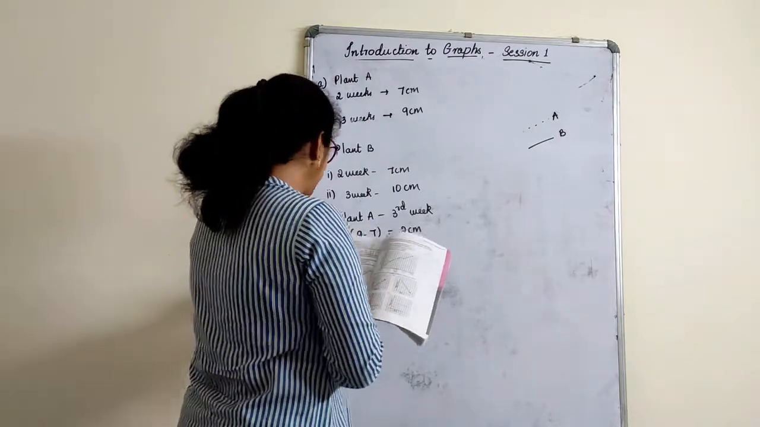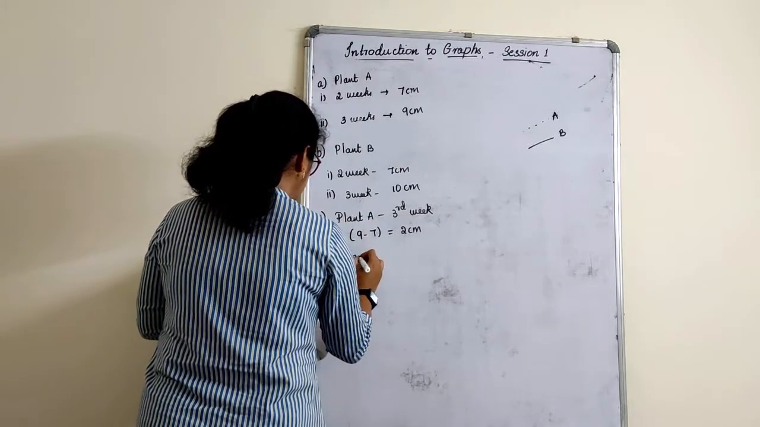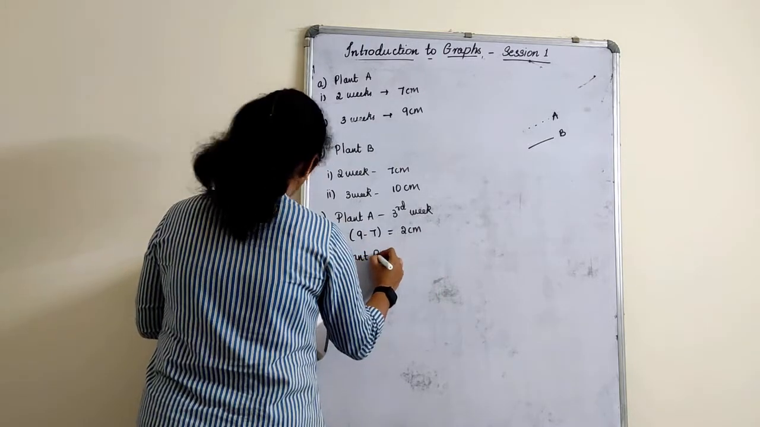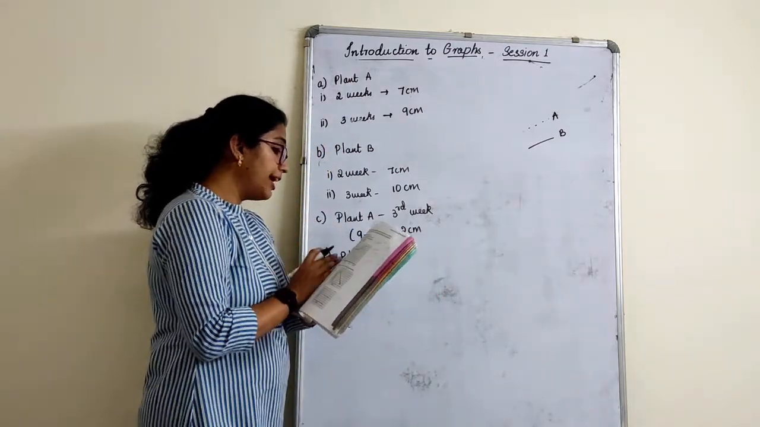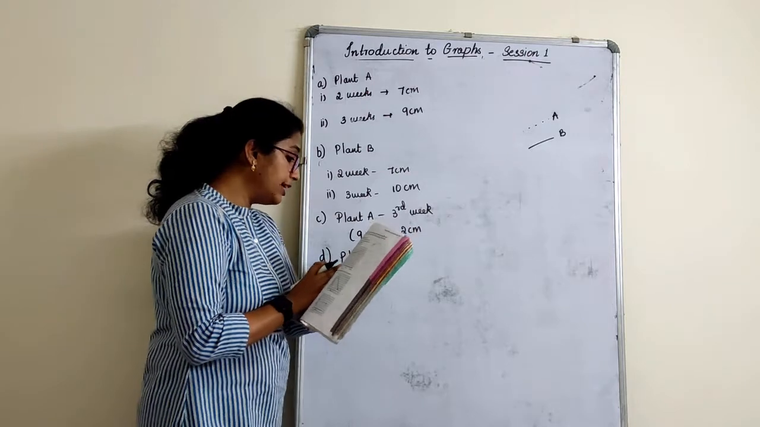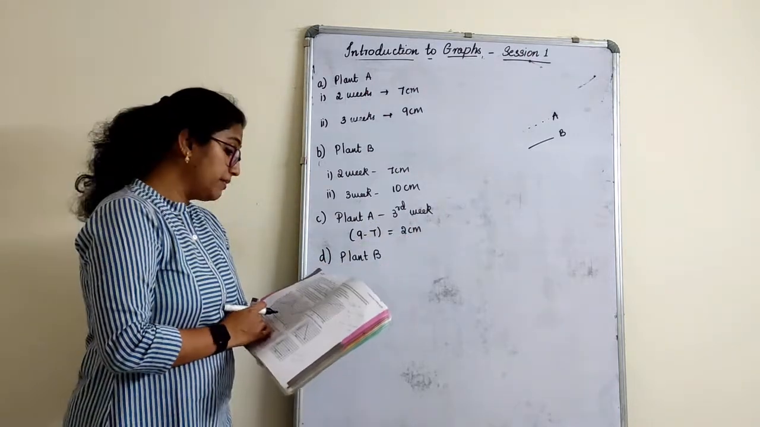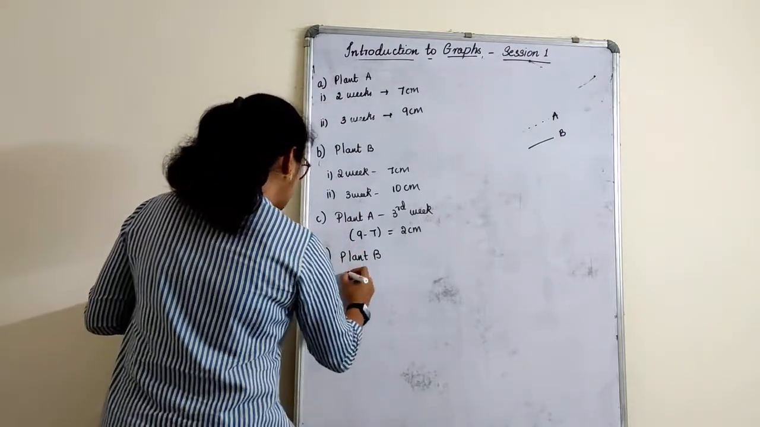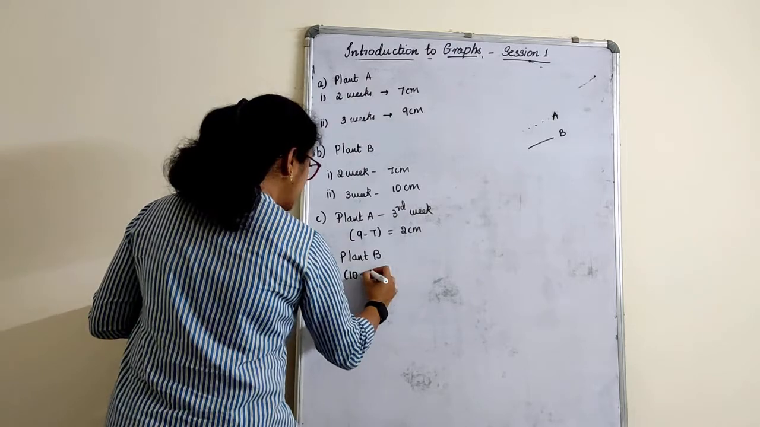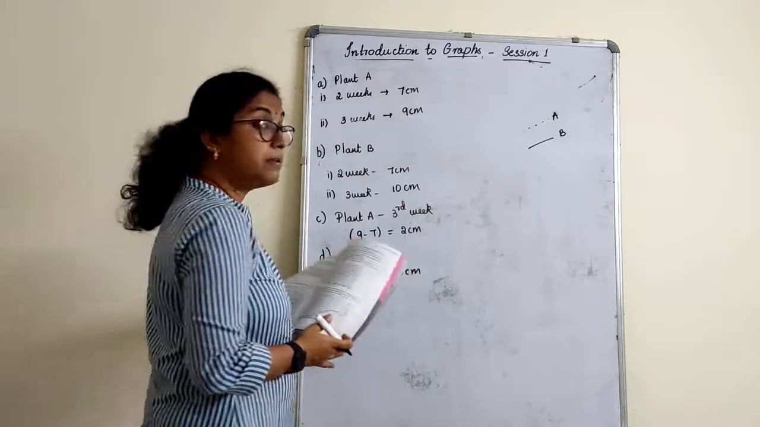How much did the plant B grow? D part, plant B. How much did plant B grow from the end of the second week to the end of the third week? Actually, they had to ask the question similarly in the previous one also, which they haven't. So it was 10 centimeter at the third week, 7 centimeter at the previous week, so 3 centimeter it grew, plant B.